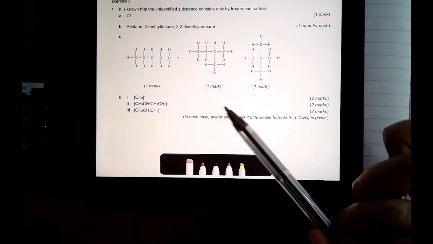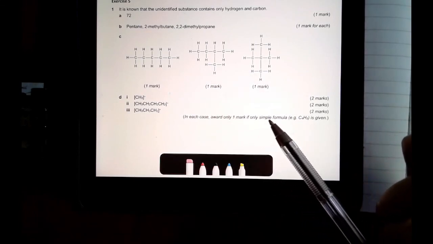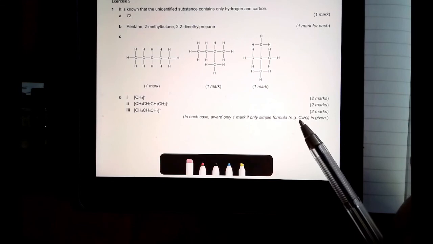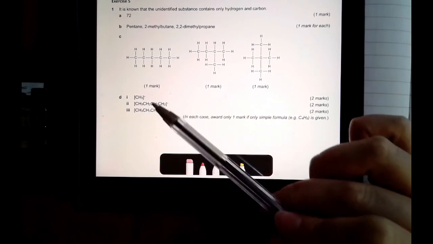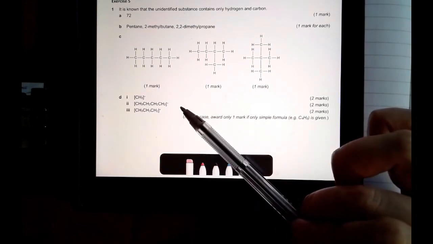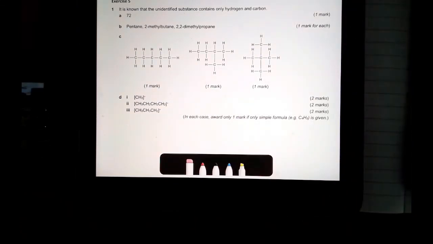It says here at the end, in each case, award only 1 mark if only simple formula. So this is what I'm talking about, where they don't want you to use molecular formula. They do want you to actually show the structures involved. So make sure that you're doing that. Whether you're doing skeletal or you're doing structural, don't just do molecular formula.